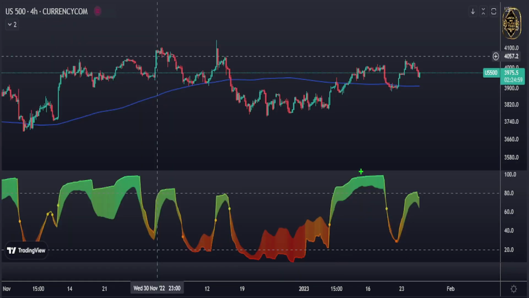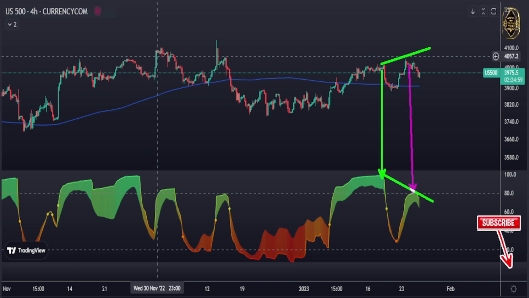Our indicator, as you see, I showed you even the divergence here. Look at it, very clear divergence. I showed it to you in the last two videos. I told you there's a divergence here. Look at it. If you come to that level here and that one here, that's why I told you maybe there is a short opportunity coming.